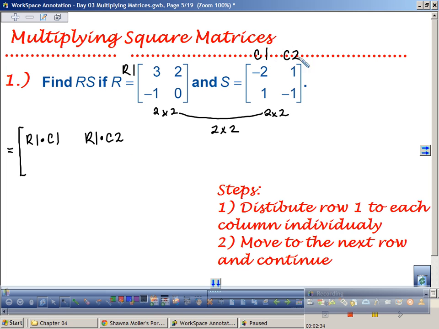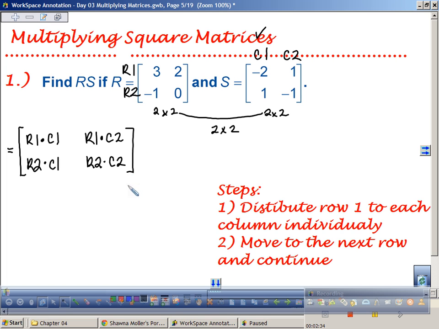Am I done with everybody? What do you mean no? I hit column 1, I hit column 2. Now that I've hit column 1 and column 2, I'm done with row 1. Moving on to row 2. Row 2 needs to be multiplied by, what do you think? Column 1. Row 2, column 1. Now what do you think I need to multiply row 2 by? Column 2.